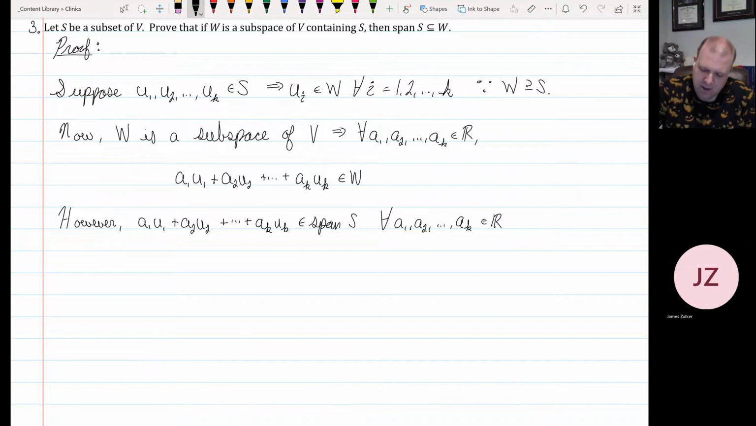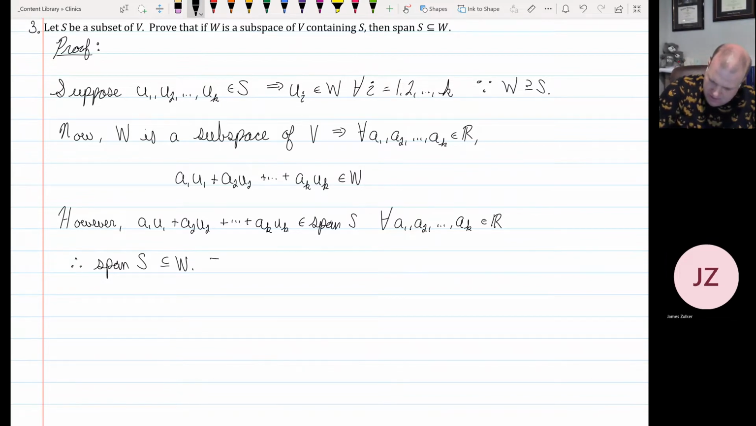I'm saying that backwards. Every linear combination of the U's, right, which are elements of the span of S, has to also be in W. So every element in the span of S must be in W, which is the definition of a subset. So the span of S is a subset of W.